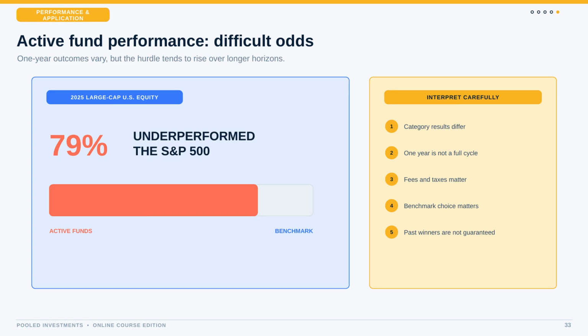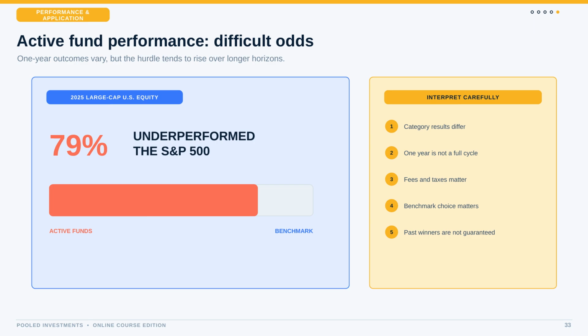Current performance evidence illustrates how difficult active management can be. In 2025, 79% of active large-cap U.S. equity funds underperformed the S&P 500. Results varied by category, and active managers had better outcomes in some segments, but underperformance rates generally increased over longer horizons. The correct conclusion is not that every active fund fails. It is that the starting odds, fees, benchmark choice, and manager selection challenge must be taken seriously.